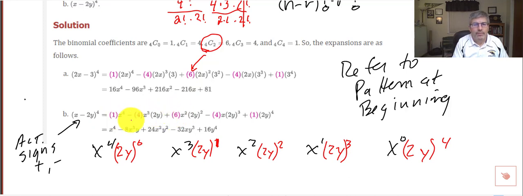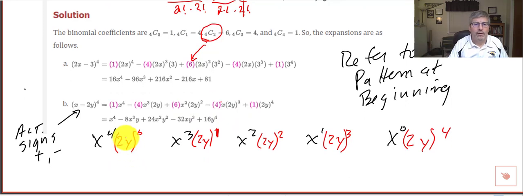We have to do some expansion and multiply this out. So 4 times 2, we get 8x cubed y. 4y squared times 6, 24x squared y squared. And 2y cubed is 8 times 4, we get 32. And then 16y to the fourth. So we've expanded that particular binomial.